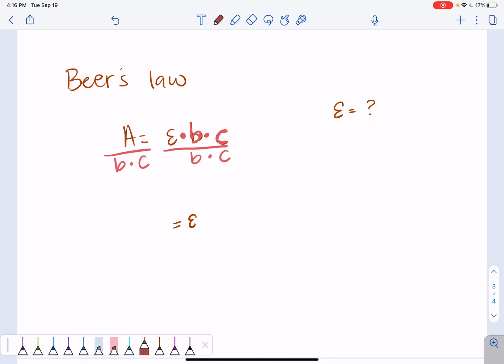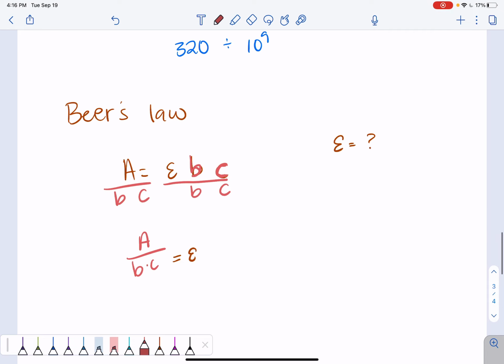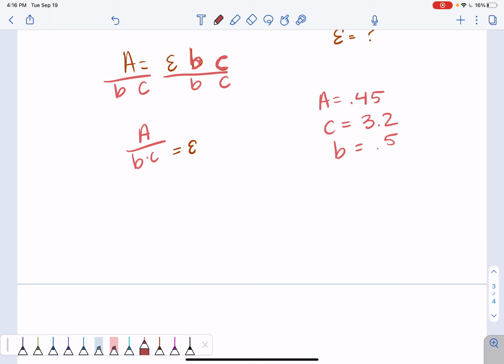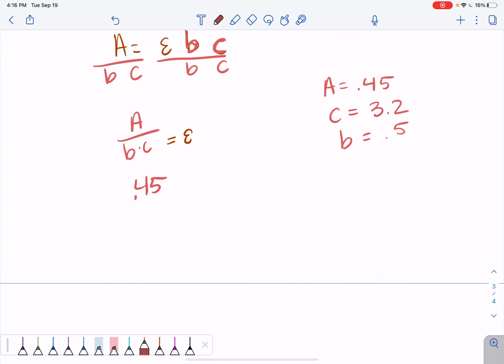So you can do that at one time. You're dividing by both b and c. If you don't like that little raised dot, you don't have to put it. You can just put b and c. And then you know that epsilon, molar absorptivity, is equal to A divided by b times c. So if we had numbers for this, if we had A equals 0.45, c equals 3.2, and b equals 0.5, you can put all of those numbers in. You can say 0.45 divided by 0.5 times 3.2, and you would get your molar absorptivity.